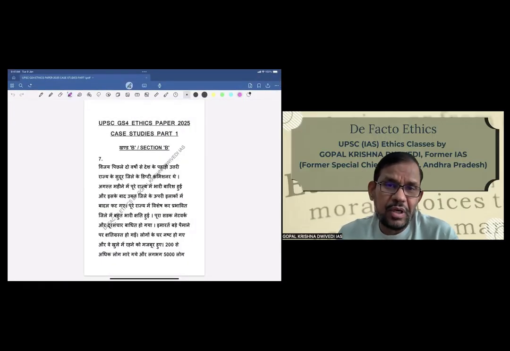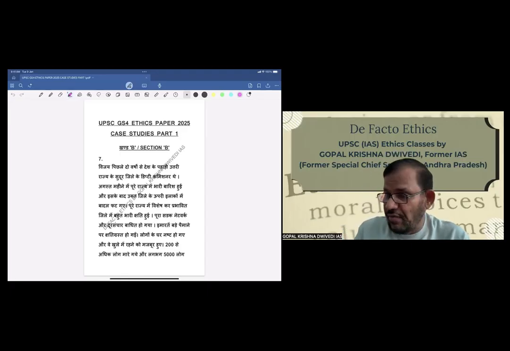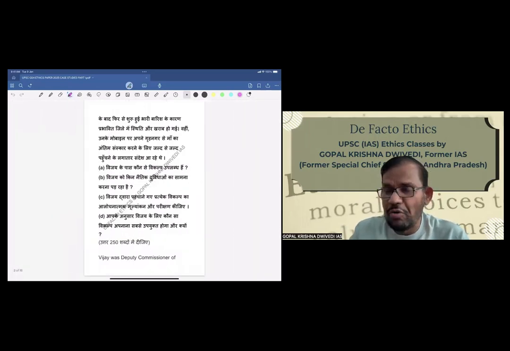So you see now, these are the actual exam paper case studies of 2025, which was conducted, again I am telling, on 24th of August 2025. In the version, I am not reading, I will straight away go to the English version. But you see how big the paragraphs are.